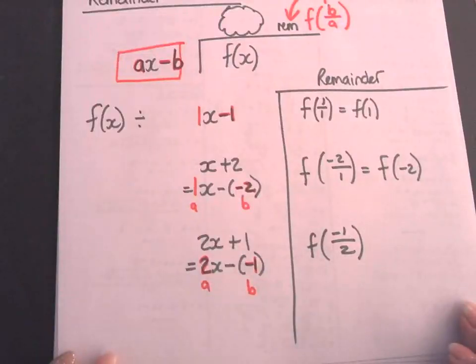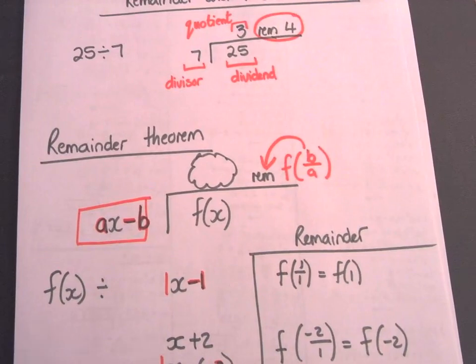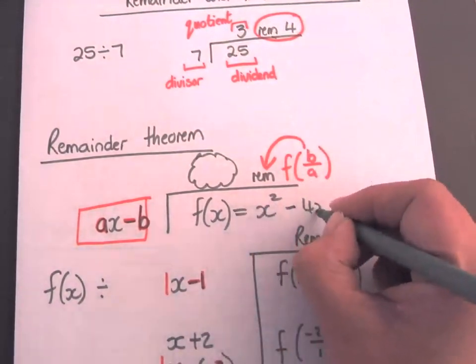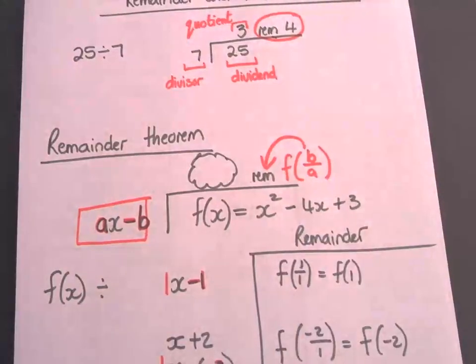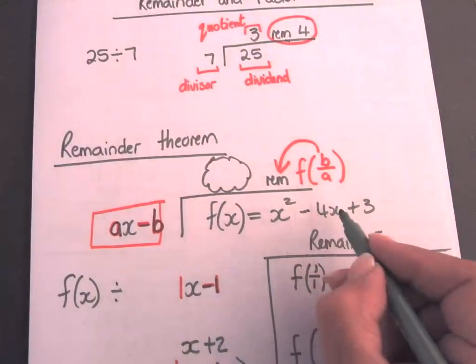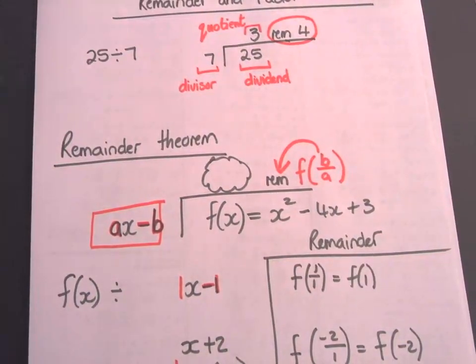When we say substitute into f(x), you mean into 2x plus 1? No. f(x) can be x squared minus 4x plus 3. So you substitute the negative half into all the x's, and then you get the remainder.